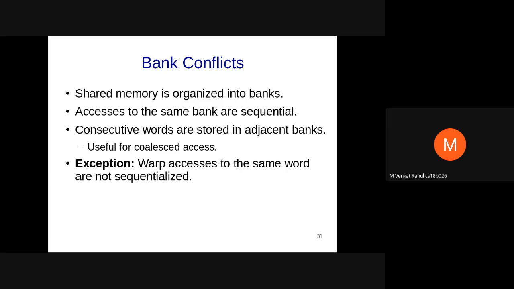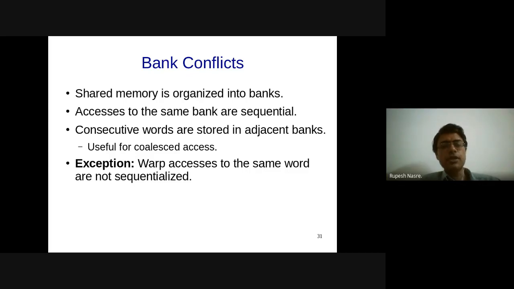Sir, when we say that it's useful for coalesced access, then can we safely say that there are 32 banks or something like that? Yes, so that is correct. So there are at least 32 banks, and therefore you should be able to. That is correct. So that's a good observation. Okay. Can we say that bank conflicts lead to thread divergence?